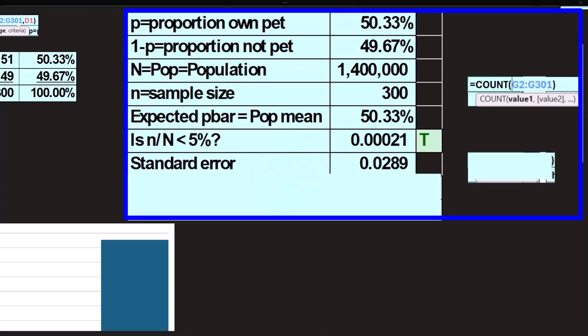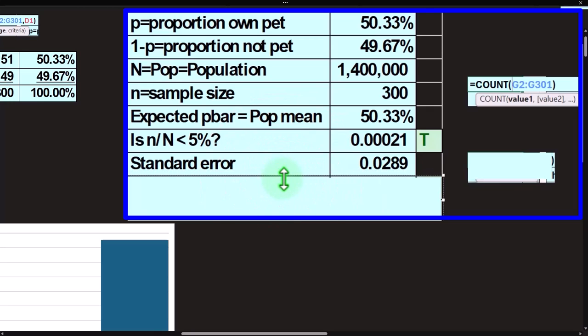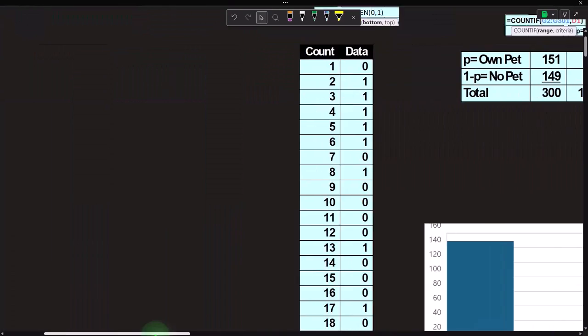Then we've got the standard error. So the standard error calculation is going to be, in essence, our standard deviation that we're going to be using to create our bell curve. And that's going to be where we use our formula now. Is this where the formula is? Yeah. So there it is. So it's going to be using this formula.